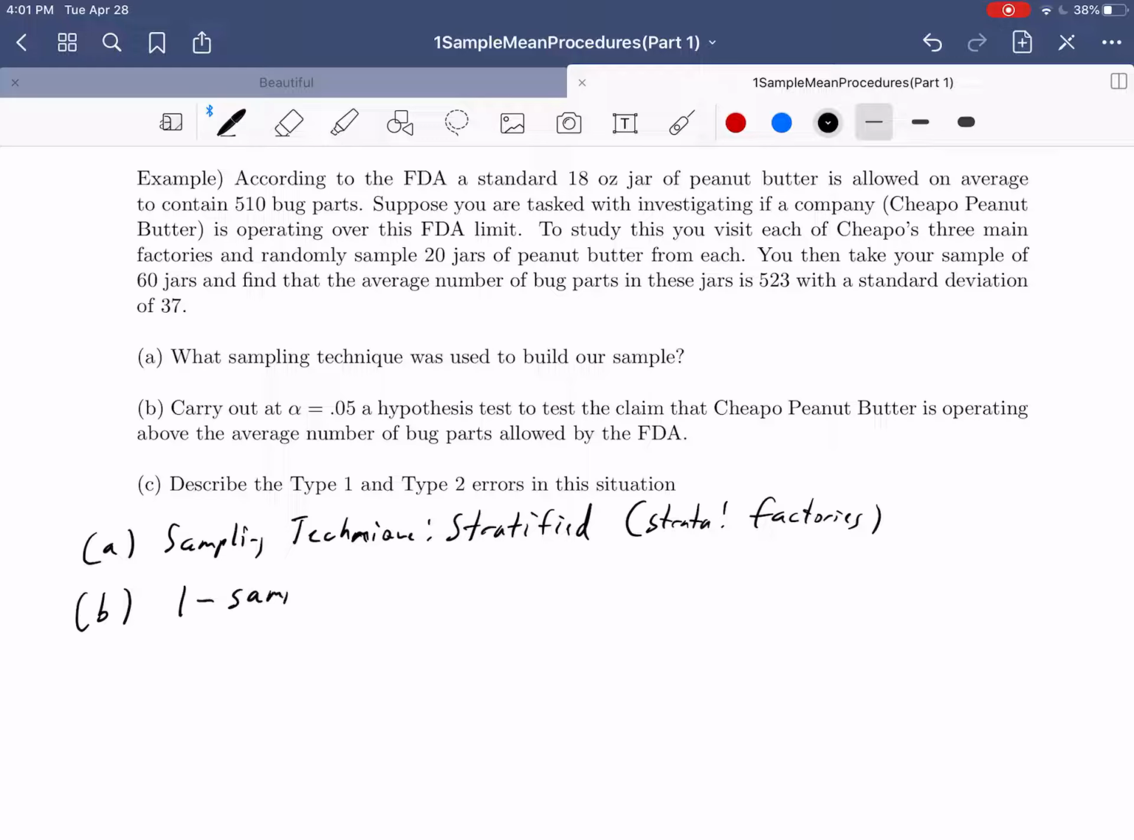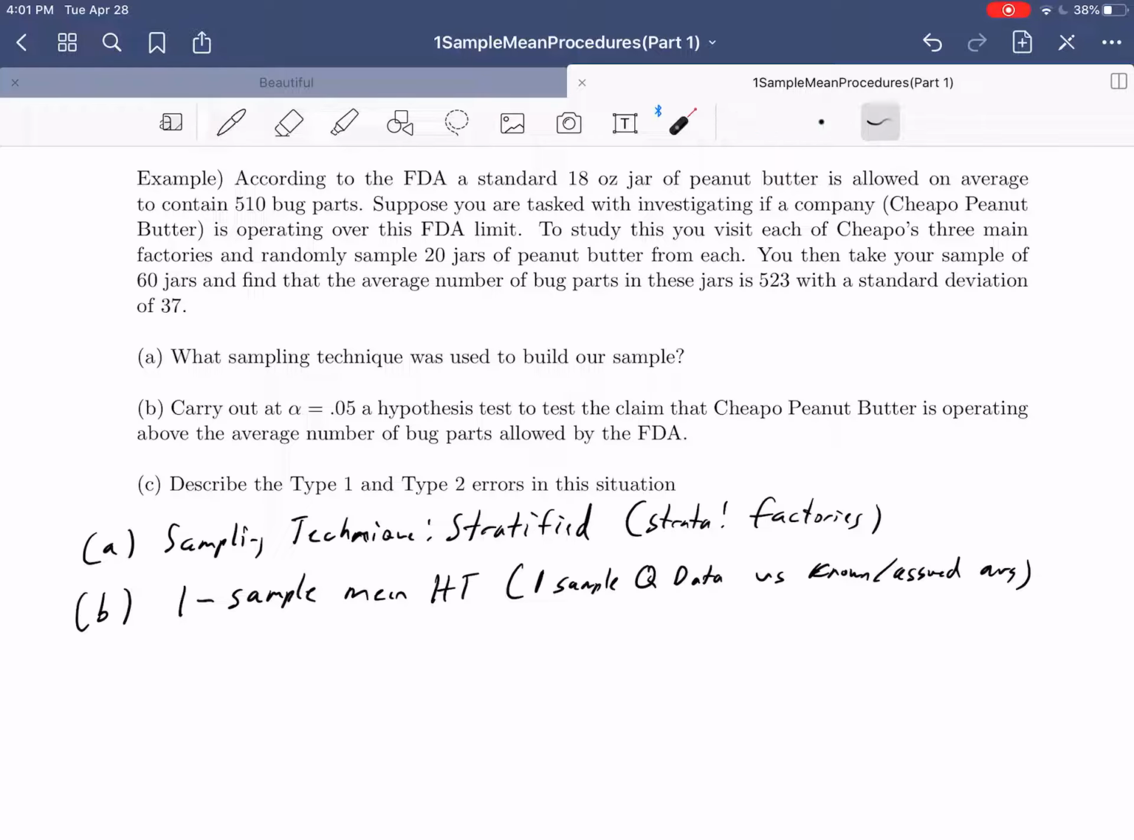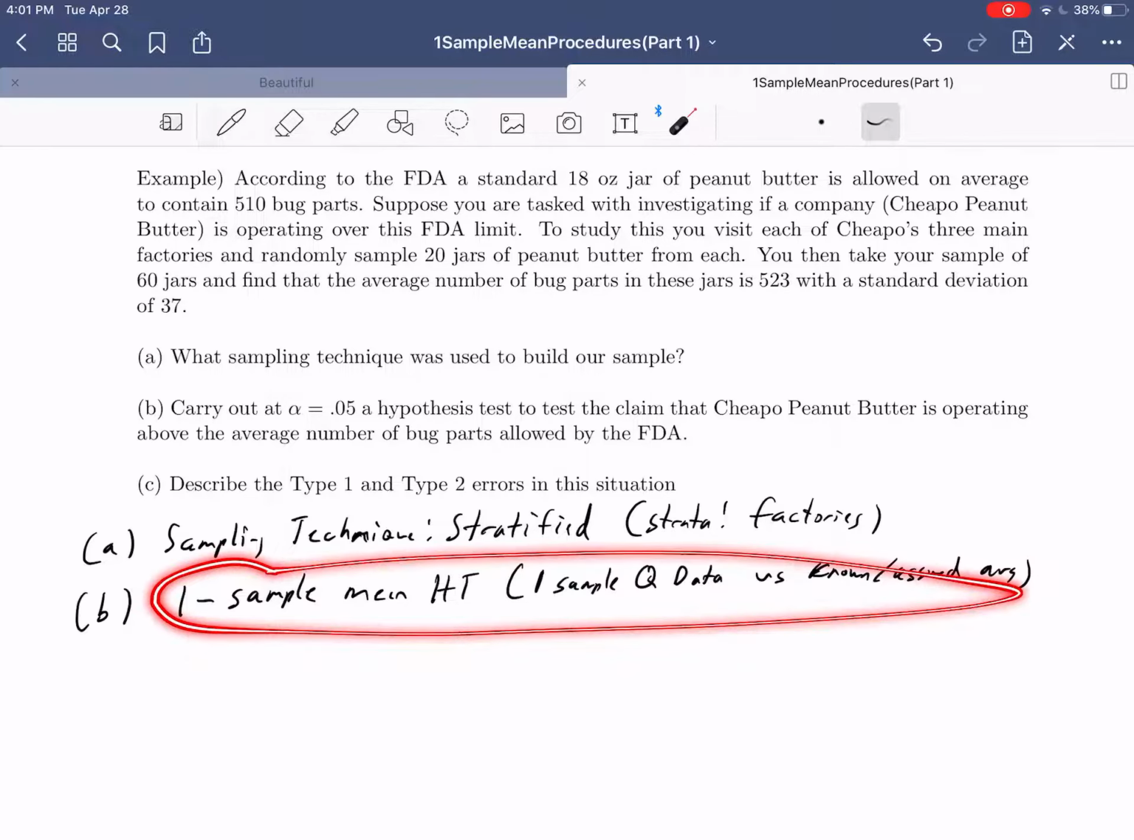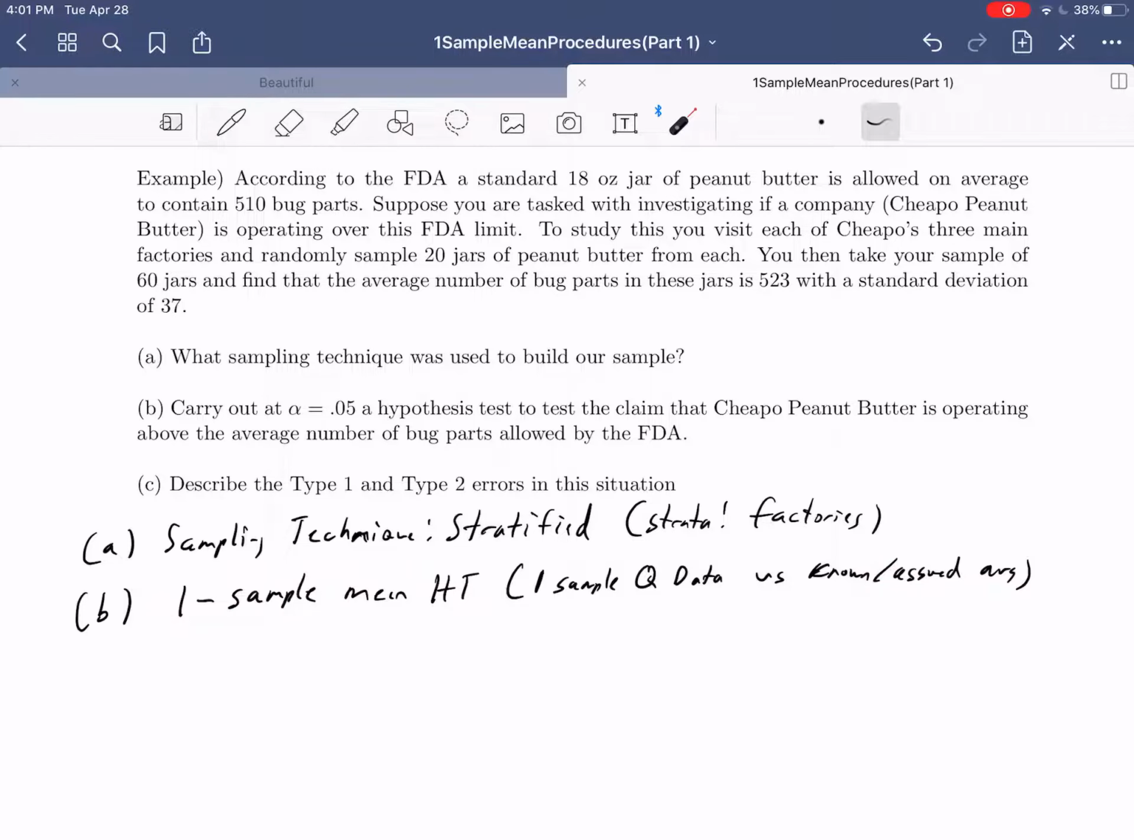So this is going to be a 1 sample mean hypothesis test. 1 sample quantitative data versus known/assumed average. Perfect. So later on, this step of identifying the type of hypothesis test will be more important because we'll have more hypothesis tests.